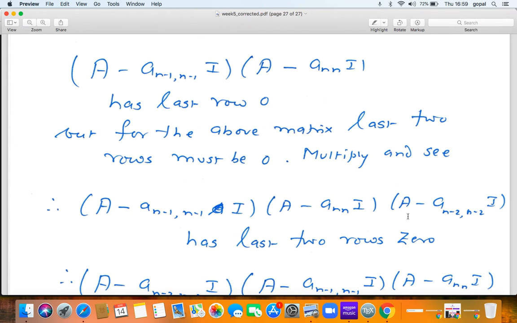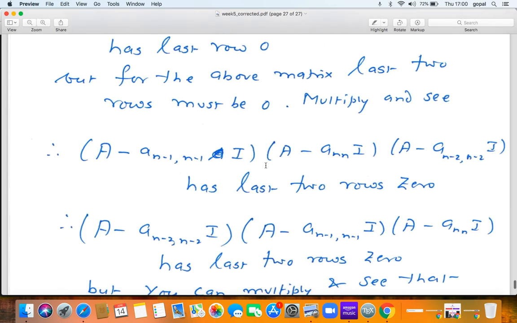If I throw in A - a_{n-2,n-2} I, for the product of these three matrices, the last two rows must be 0. Take B, C, D. I know that the last two rows of BC are 0. And now I put a D there. So the last two rows of BCD will be 0. But if B, C, D commute, then I'm going to rearrange the factors. I'm going to write it as DBC.